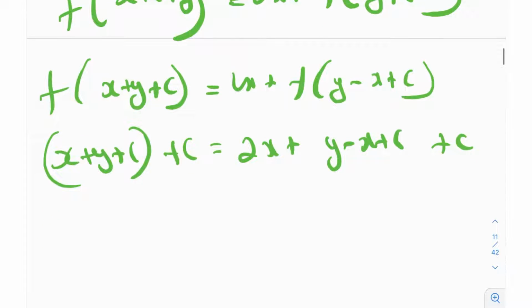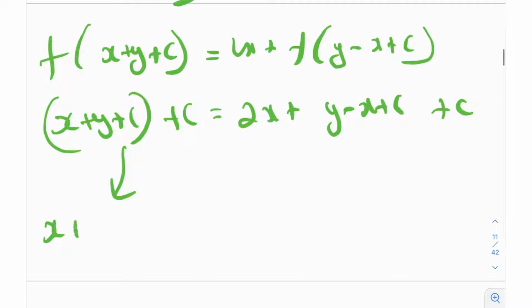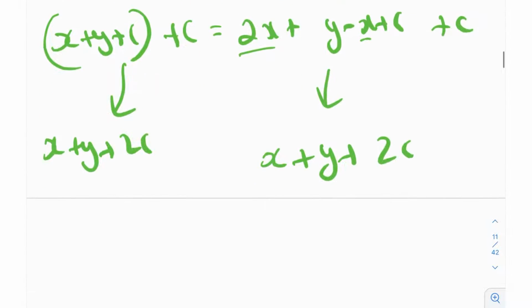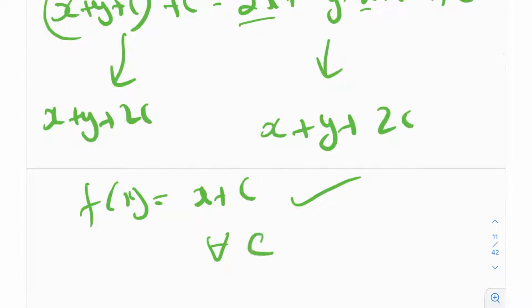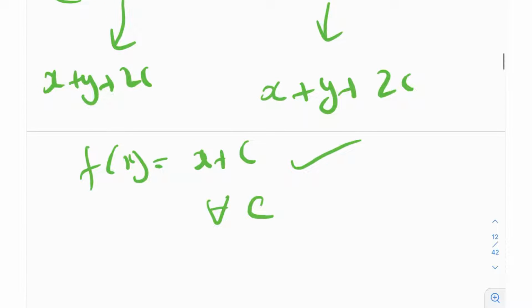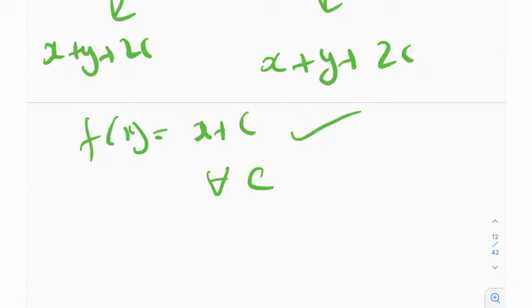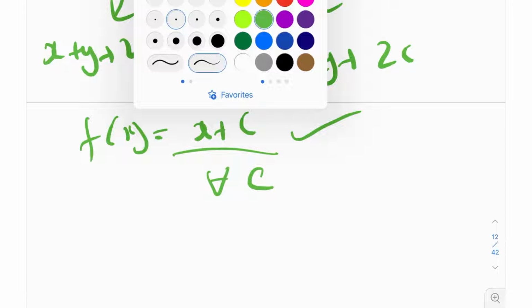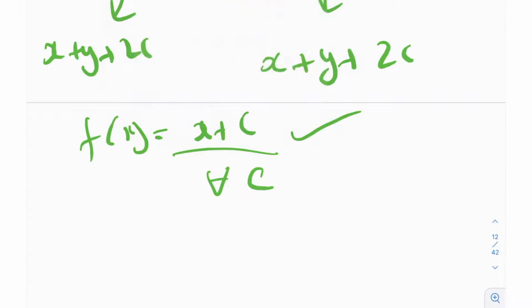So if you actually look at the left hand side, it is x plus y plus 2c, and if you look at the right hand side, this becomes x plus y plus 2c. So actually f of x equals x plus c holds for all values of c, right? For all constant values of c. c is a constant essentially. So this is the solution to our given functional equation. Okay, so that was great. That was a good solution. That was a neat solution.